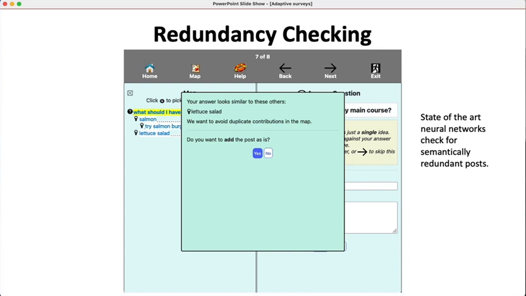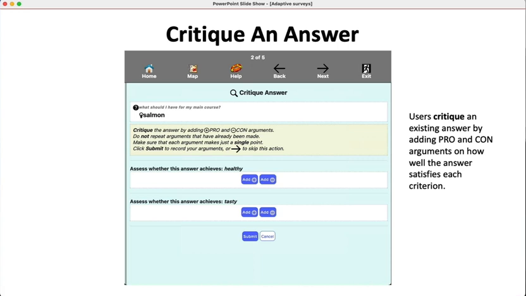And AI comes in here as well, because when somebody proposes an answer that is possibly a duplicate of one that's already there, the system uses state-of-the-art neural network technology to detect semantically redundant posts and ask what people want to do about it. After adding an answer, a person might be asked to critique an answer that someone else had proposed, and users critique answers by adding pro and con arguments that describe how well the answer satisfies each of the different assessment criteria.